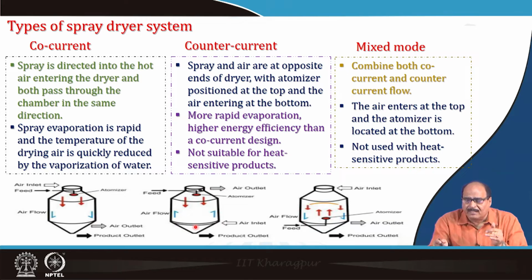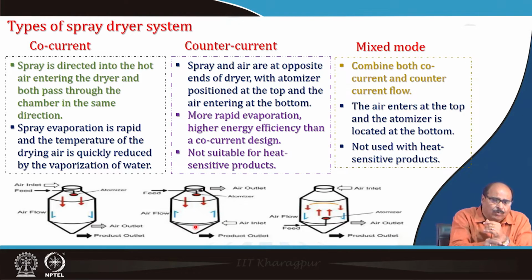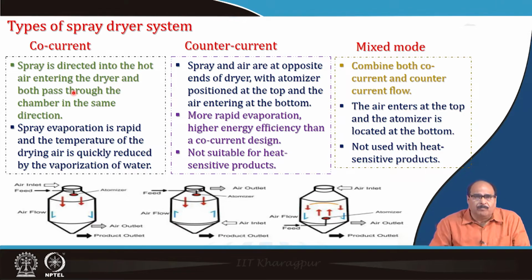The air enters at the top and the atomizer is located at the bottom. It is also not suitable for heat sensitive products. So, in a nutshell, we can say that for fruit and vegetable dehydration, the co-current system may be better.